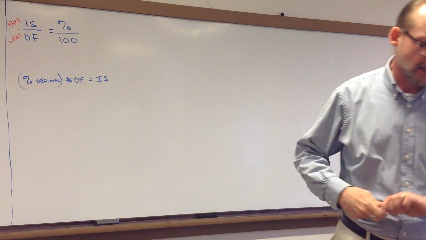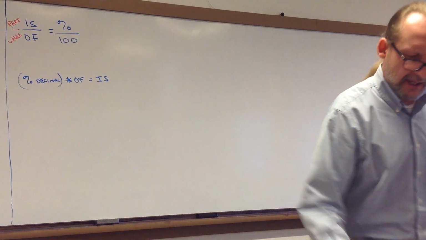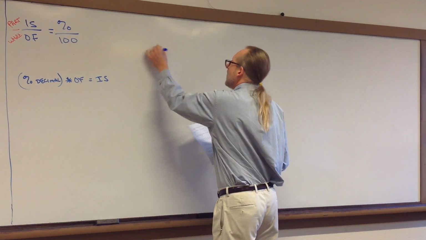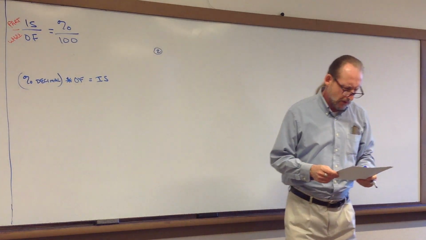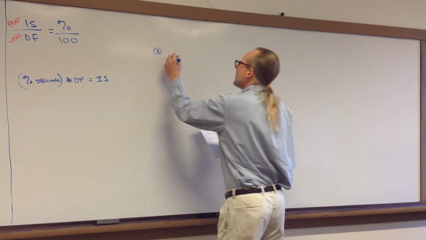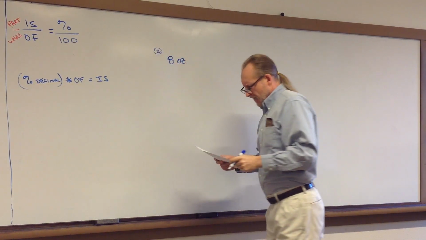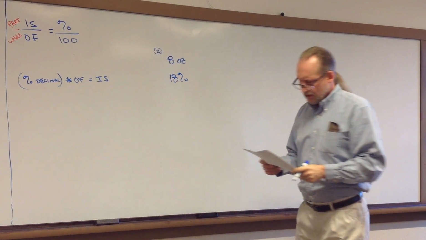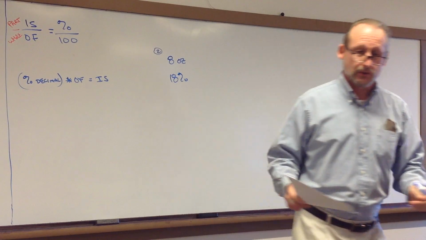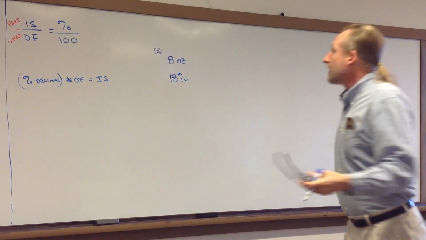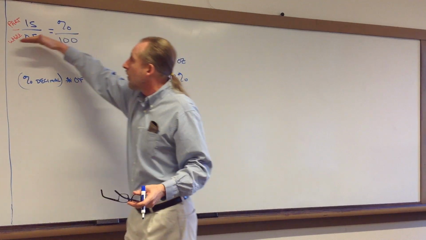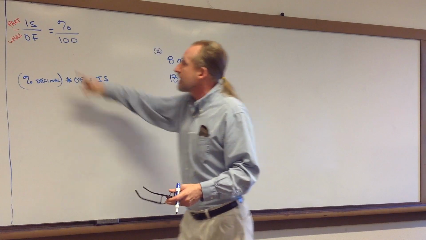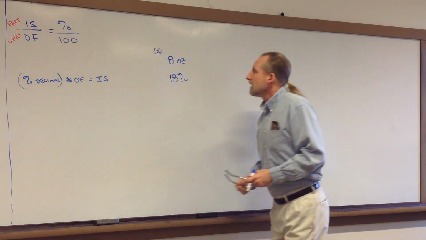Let's take a look at problem 2. This one is, I think, one of the more straightforward problems on the assignment. It says we've got a saltwater solution that weighs 8 ounces and contains 18% salt. The question is, how many ounces of salt are in the solution? If you think of the solution itself as the whole, the 18 is clearly the percentage, and we're looking for the part, which is the amount of salt in the solution.